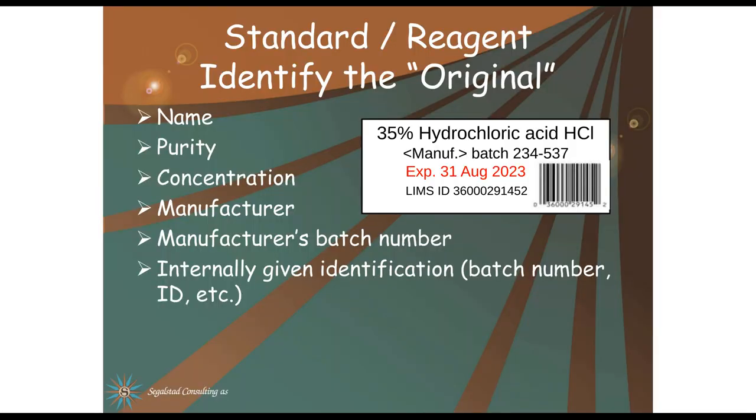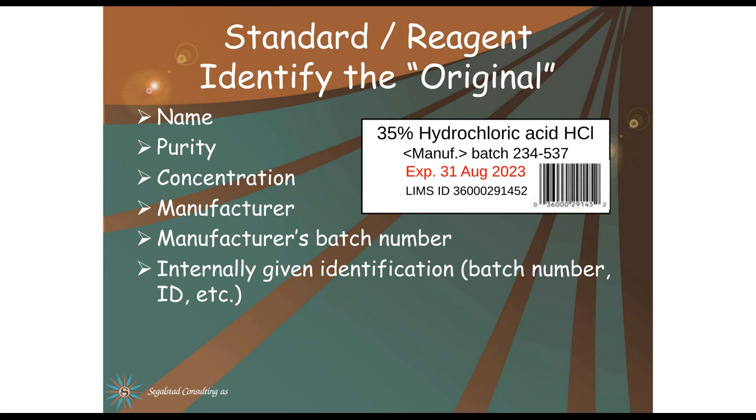Metadata? Well, this may be a new expression, but here are some examples. First, let's look at reagents or standards or chemicals. The original bottle or jar that's purchased from a supplier. We create this in LIMS so that we have the following information: name, purity, concentration, manufacturer, manufacturer's batch number, internally given identification, however that is done.